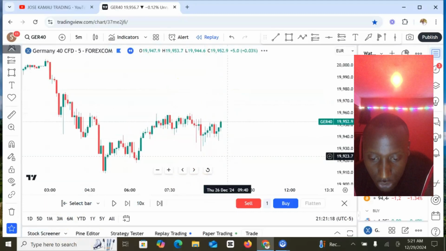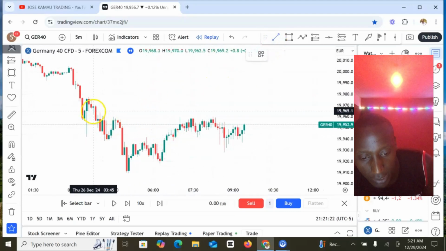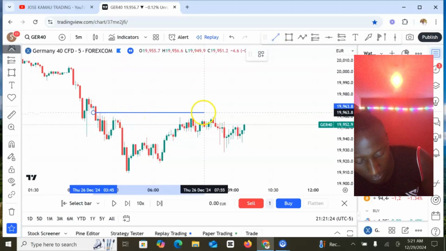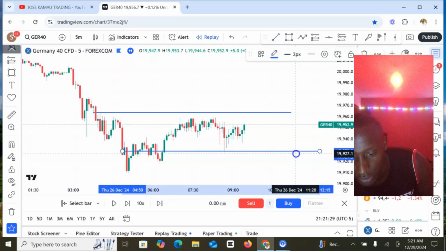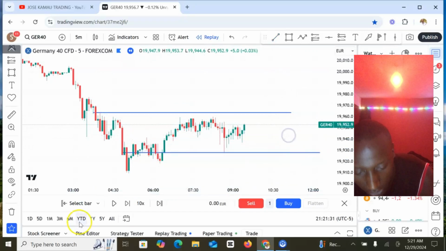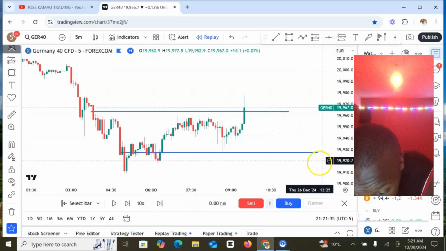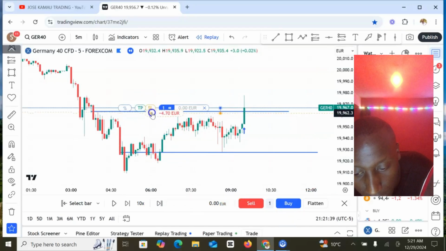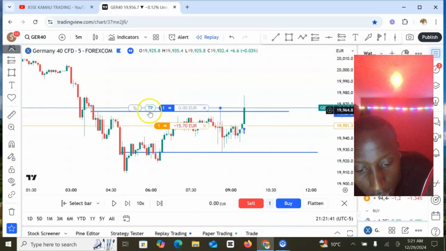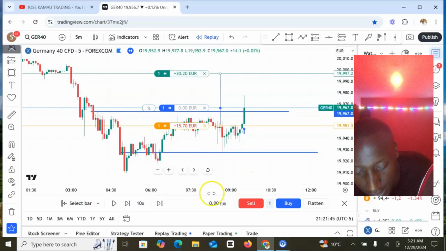All right. So we come to the screen at 9:30. We identify our level. So this is our level to the upside. And this is our level to the downside. All right, let's see. Price breaks out to the upside. That is our entry. We buy. We put our stop loss below breakout candle. And then that is 15. We are targeting about 30 there. Let's see what happens.